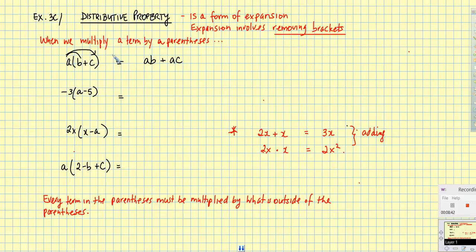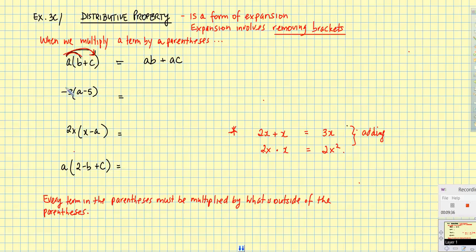So if I have a times bracket b plus c, in order to remove that parentheses, everything outside of the parentheses that is multiplied to it has to be multiplied with everything inside the parentheses, so that a times b gives me ab, and a times c gives me ac. So that would be my first example.